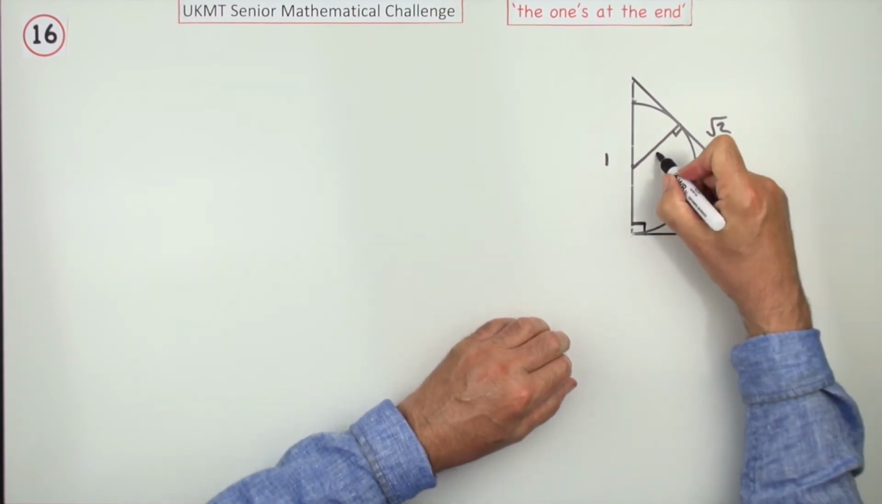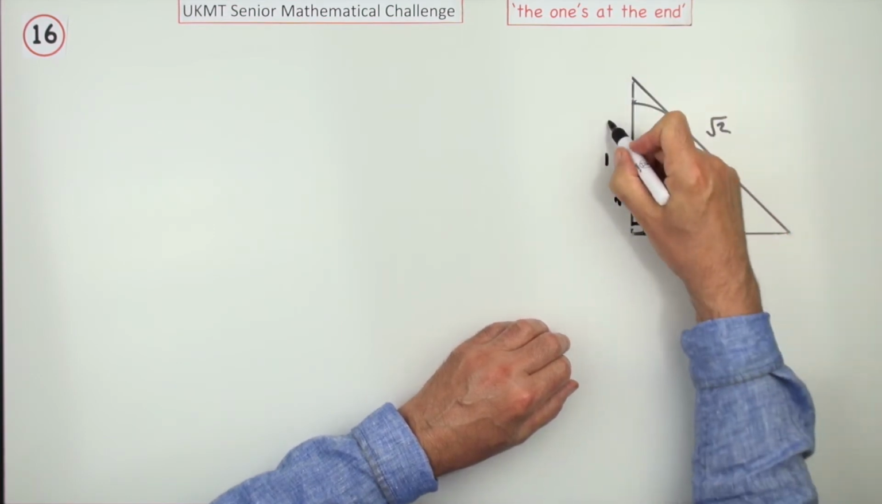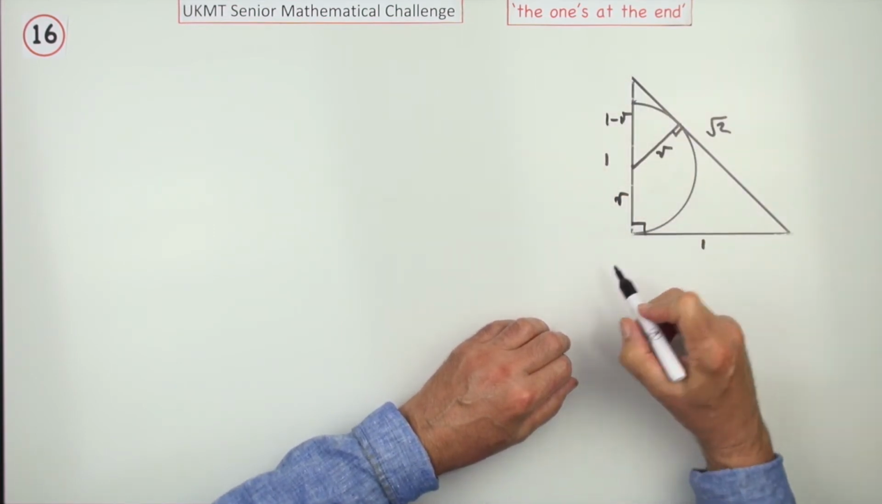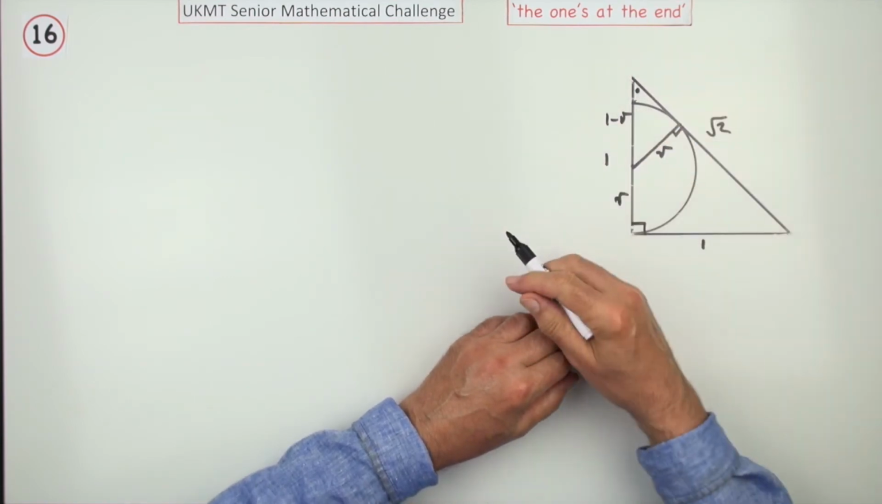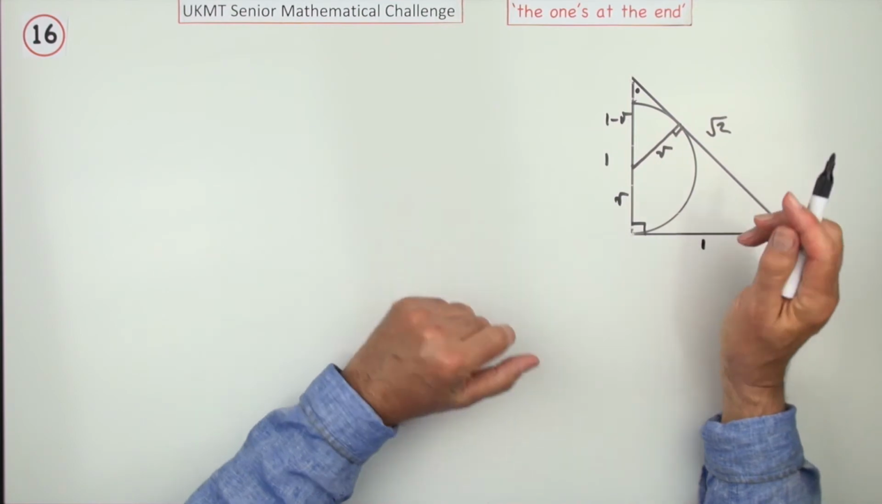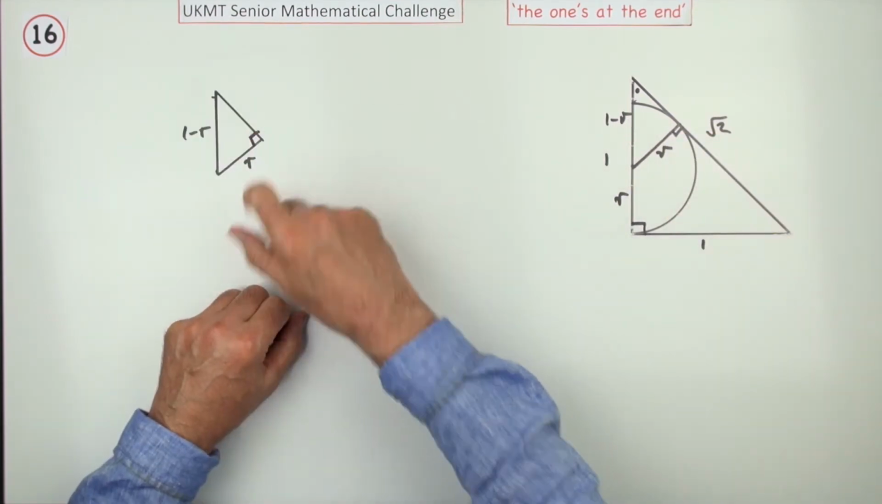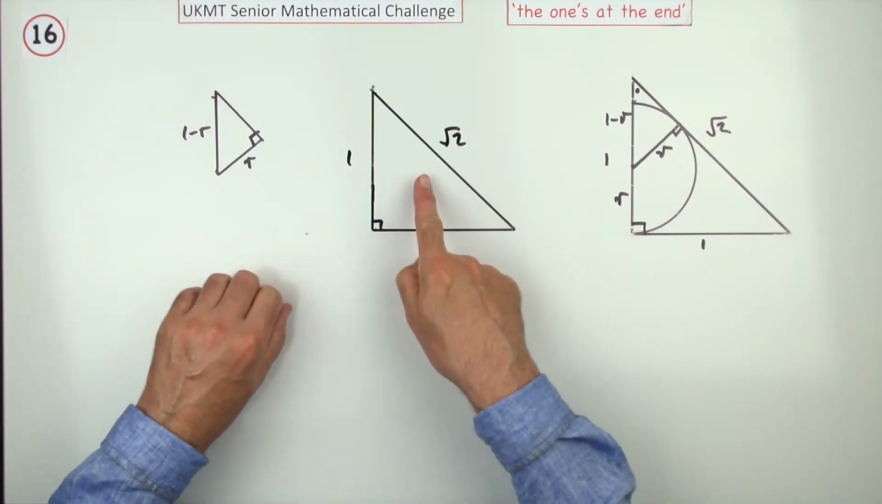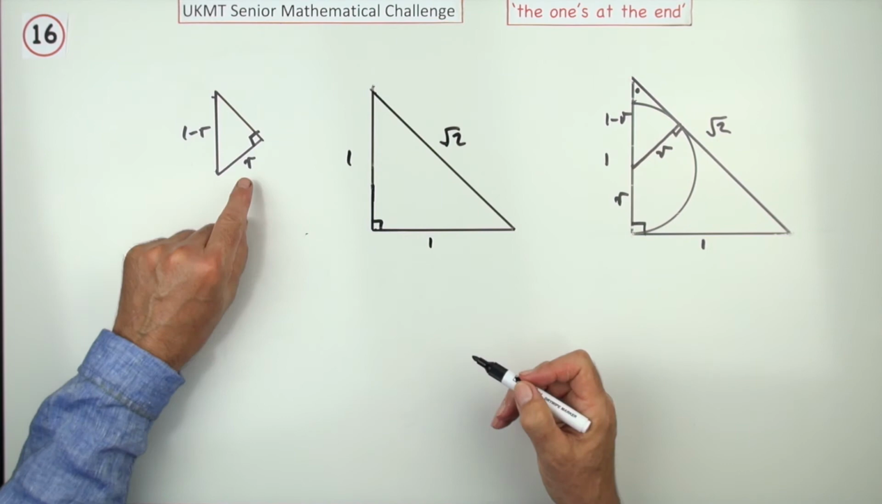Well, if that's the radius, and that's the radius, and that's of length 1, then that side's 1 minus r. That's a right angle triangle, so is this. They obviously share this angle, which I happen to know is 45, but it doesn't matter because they share it. So you've got two similar triangles. So taking this one out and this one out, there's a pair of similar triangles. And then you can just start.